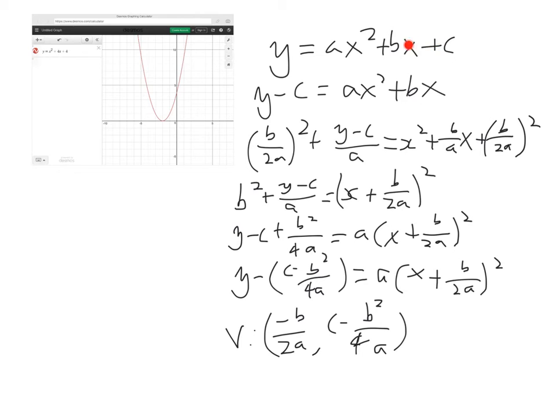So now we have this, which is the standard form of a quadratic function, and then we can transform it into y minus c equals ax squared plus bx. Then we use completing the square, and by solving we get y minus c minus b squared over 4a equals a times x plus b over 2a, squared. And then we take out this part and this part, which is the vertex of this quadratic function.